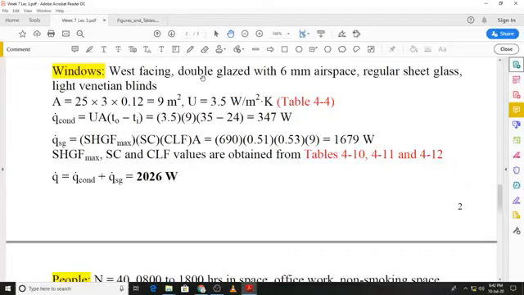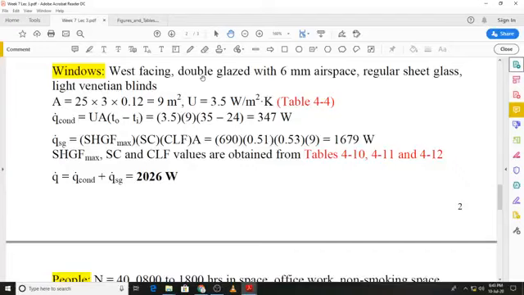The wall area is 75 square meters. We multiplied by 0.12, and the area of the window comes out to be 9 square meters. You can see that the U value I've written as 3.5 watt per meter square Kelvin, and it is taken from table 4-4. So it was not given to us. We had to refer to table 4-4 and then obtain this value.